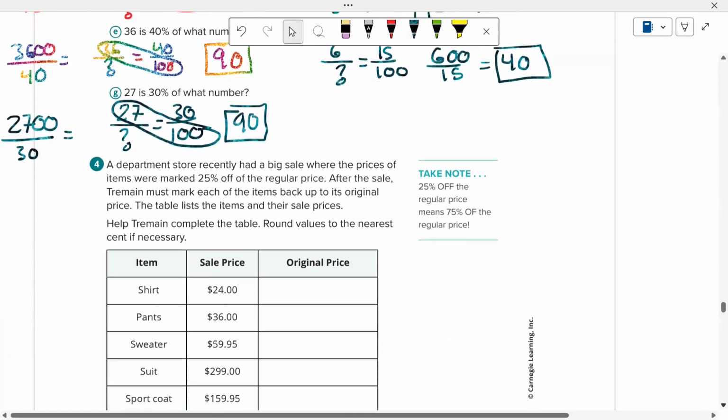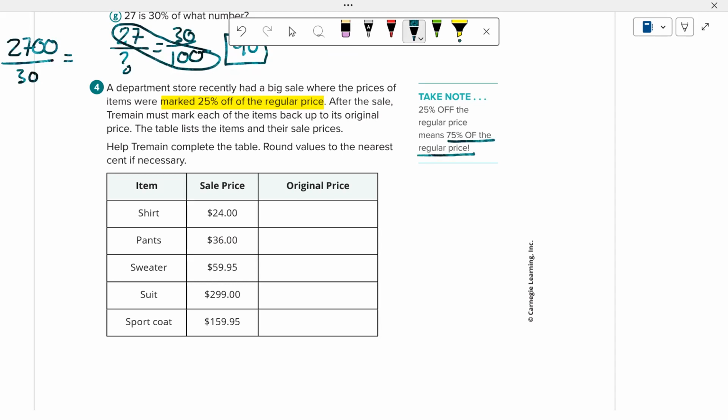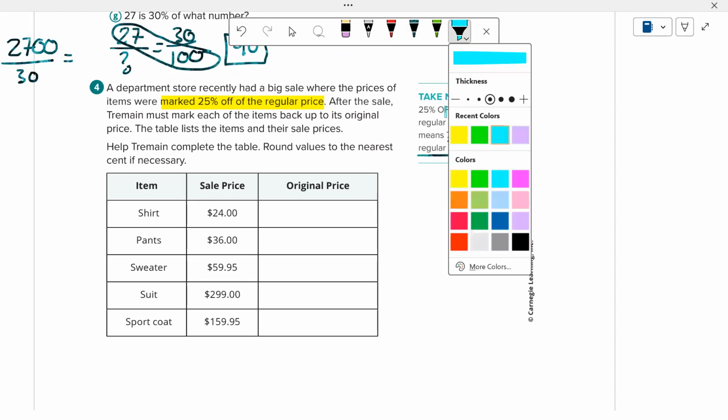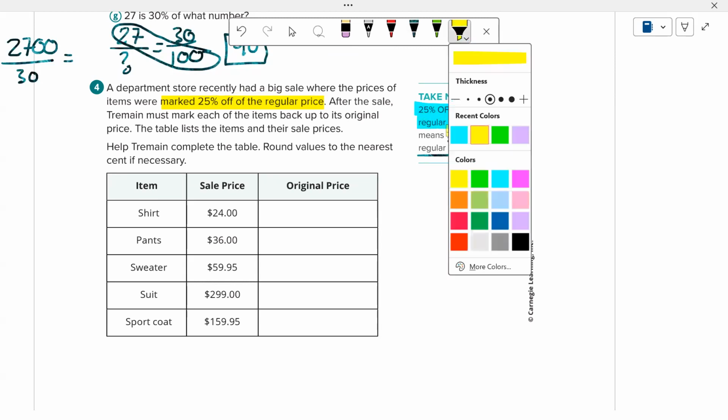All right, we're going to go to number 4. Once again, we're going to solve these. There is some key information. A department store recently had a big sale where the prices of items were marked 25% off regular price. Which means with 25% off, they had a reduction of 25. Or in layman's terms, it means 75% of the regular price. This is actually very important to recognize. If you're taking 25% off, then you're really only paying 75%.